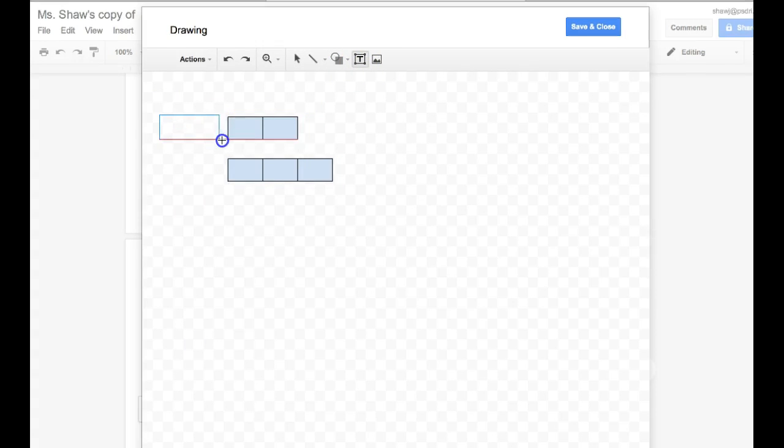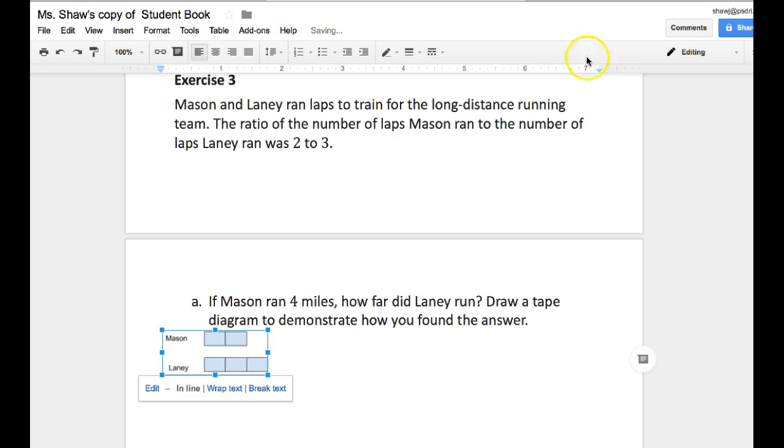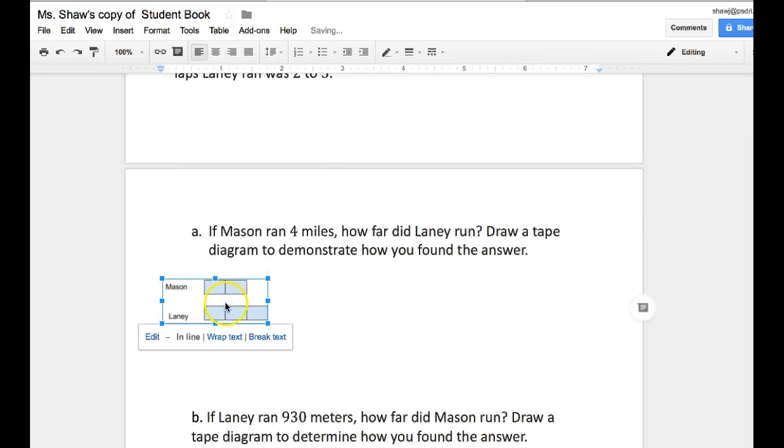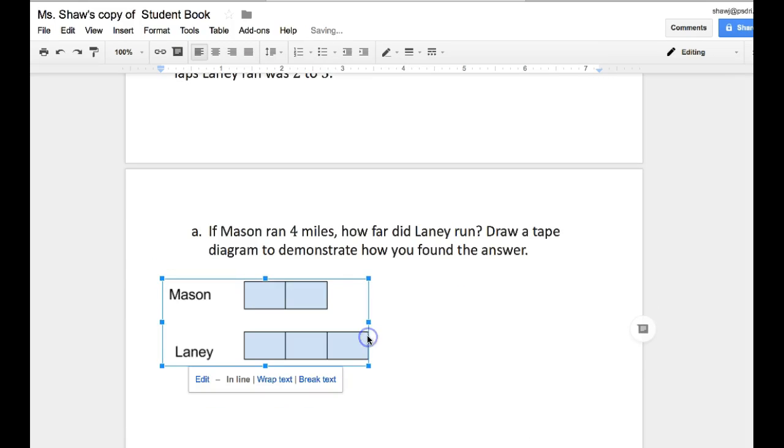Mason ran 2, so we're going to put Mason's name right here. And Laney ran 3. So we're going to get another one and put it in right here. L-A-N-E-Y, I think that's correct. Ran 3. Okay, let's save and close. Put it right back here. Now we have Mason and Laney. We can make that bigger if we need to. We can move it down a little bit and then make it a little bigger. Okay. So we know that Mason ran a total of 4 miles. So our length here would be 4 miles.